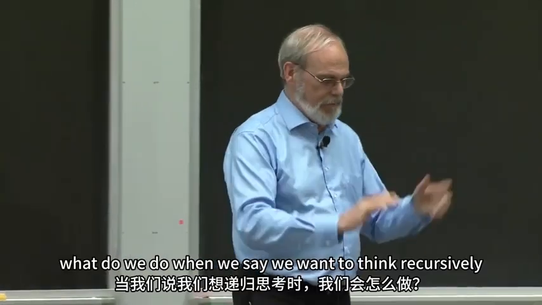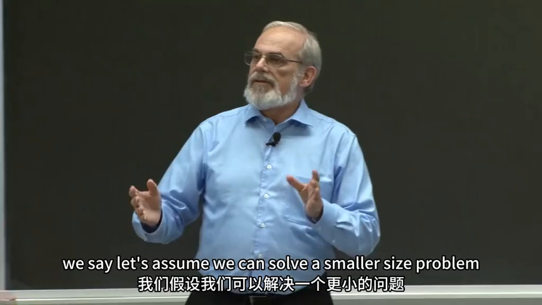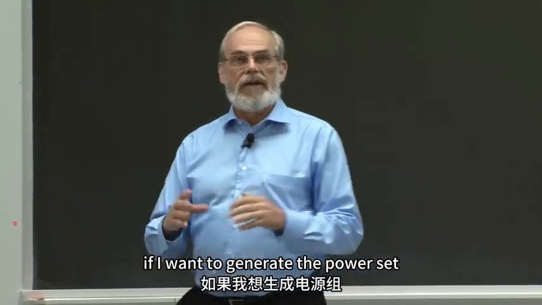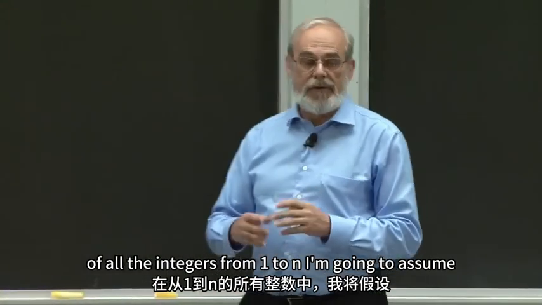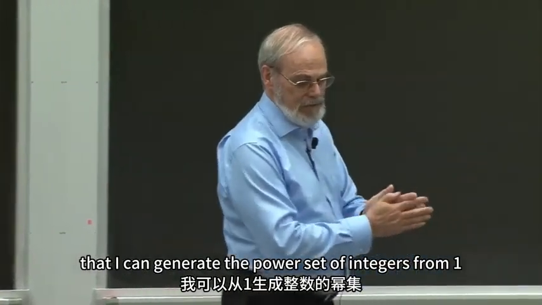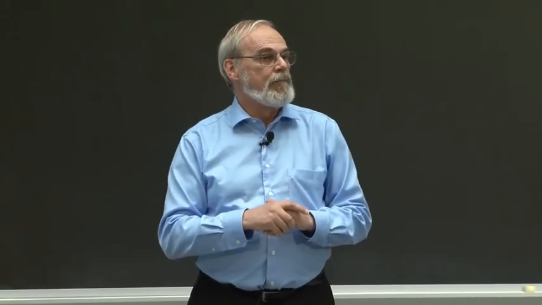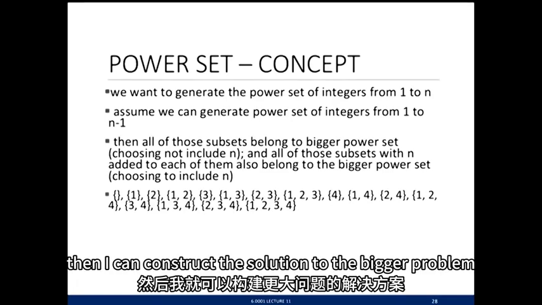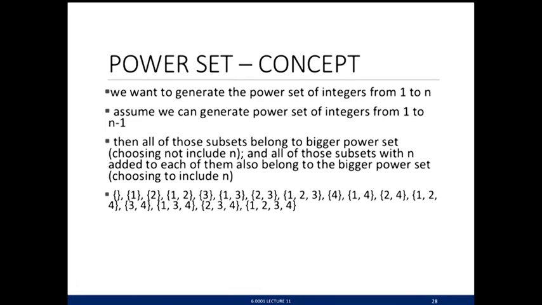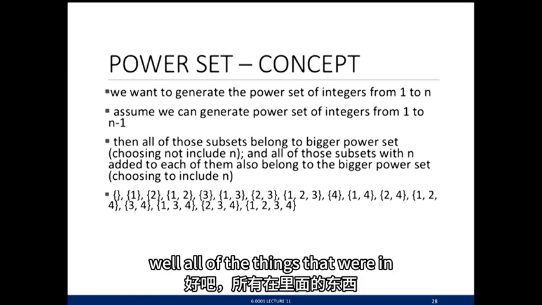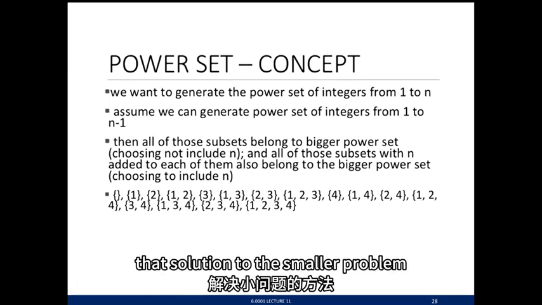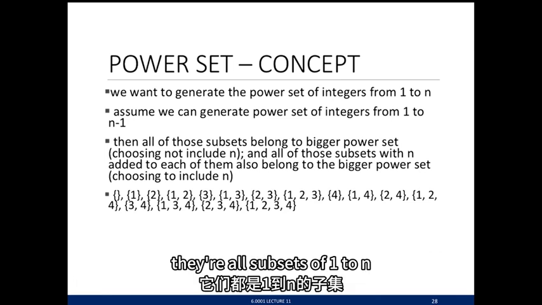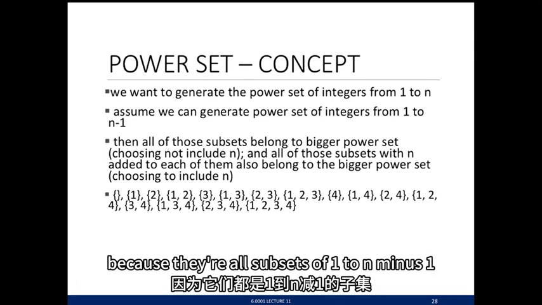So here's the way I'm going to do it. What did we do when we said we want to think recursively? We say, let's assume we can solve a smaller size problem. If I want to generate the power set of all the integers from 1 to n, I'm going to assume that I can generate the power set of integers from 1 to n minus 1. If I have that solution, then I can construct the solution to the bigger problem really easily. Well, all of the things that were in that solution to the smaller problem have to be part of the solution to the bigger problem. They're all subsets of 1 to n because they're all subsets of 1 to n minus 1.